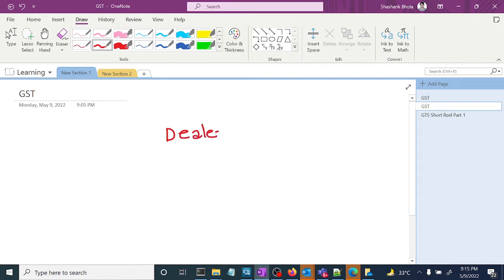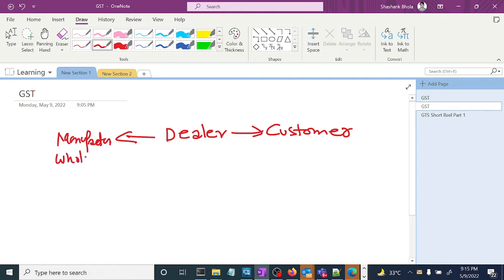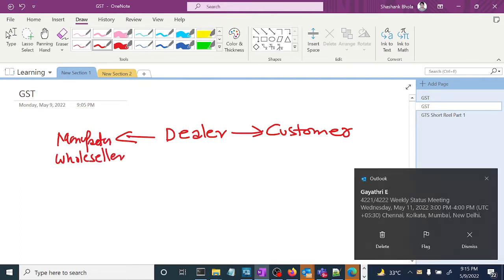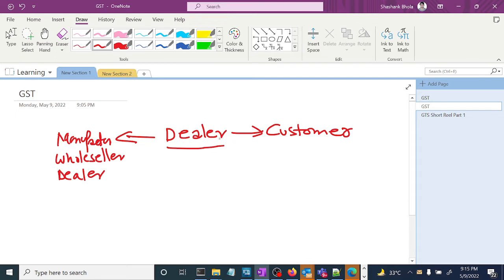Dealer is someone who sells goods to customer, right? And to sell goods to customer, dealer has to buy from someone, right? So that someone can be manufacturer, right? That someone can be wholesaler, right? And that someone can be some other dealer also, right? What dealer is doing here, he's doing a business, right? So he'll buy a good from any one of them and then sell it to customer and make a profit.